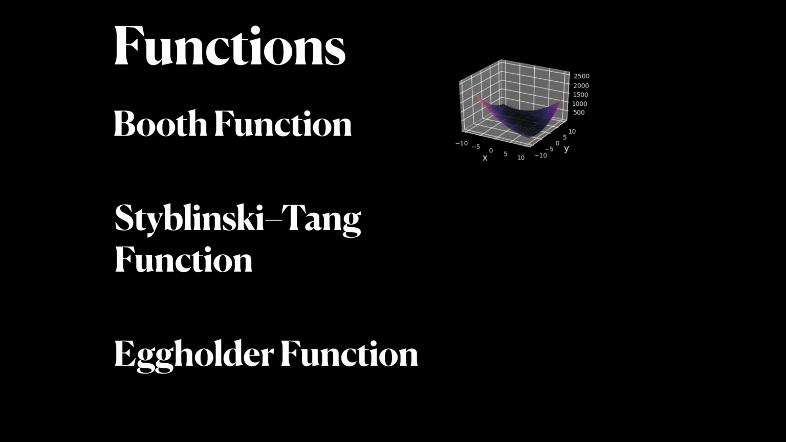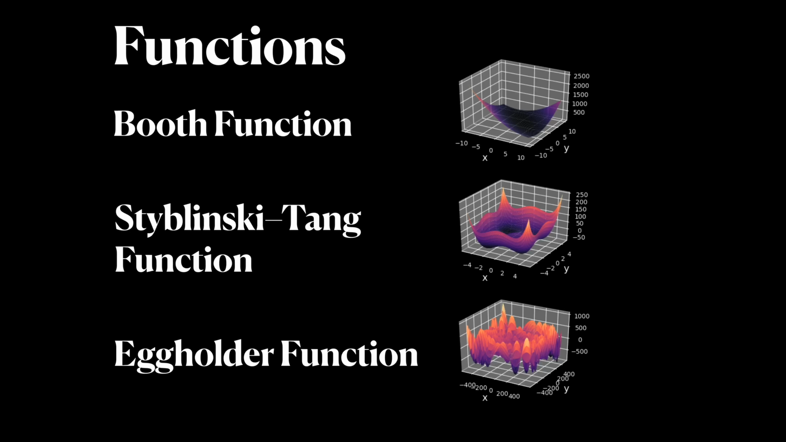All these functions map from a 2D space to a 1D space. The corresponding surfaces formed by these functions are shown next to them. We observe Booth function has only one turning point while Egg-Holder function has countably many. We'll see this makes approximating Egg-Holder function the most difficult.